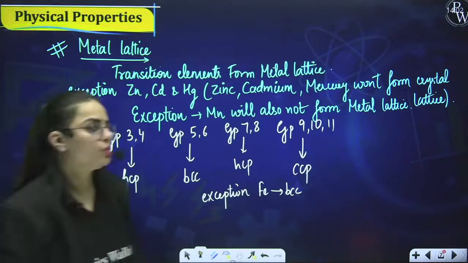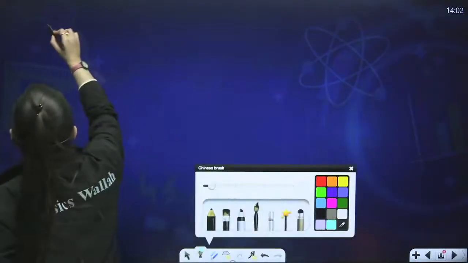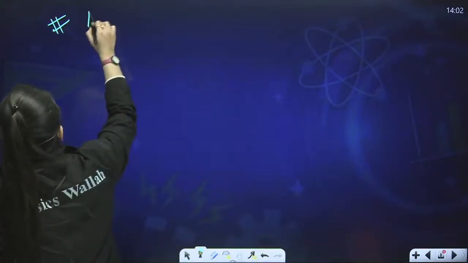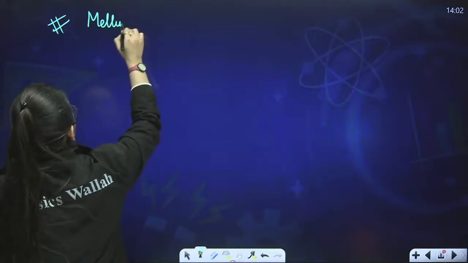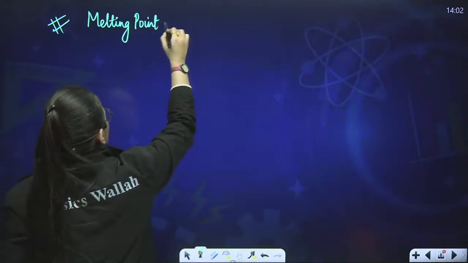Right, now we are going to start with the melting and the boiling point. Now we are going to start with the next property, that is melting point and boiling point.